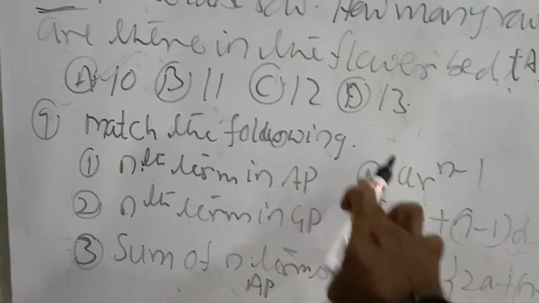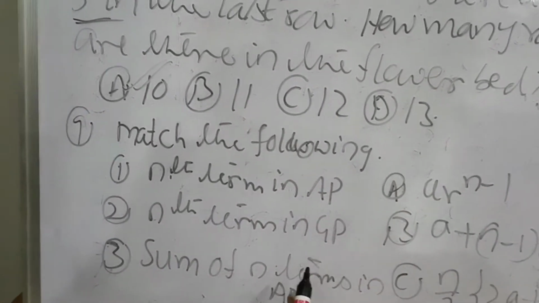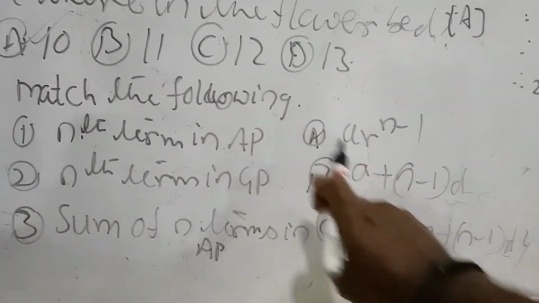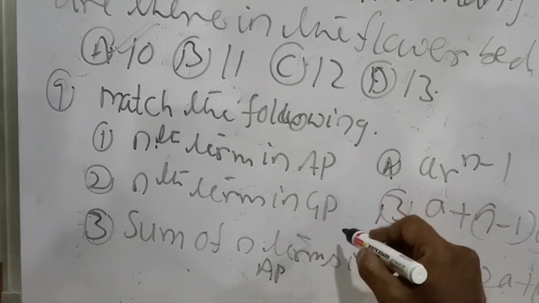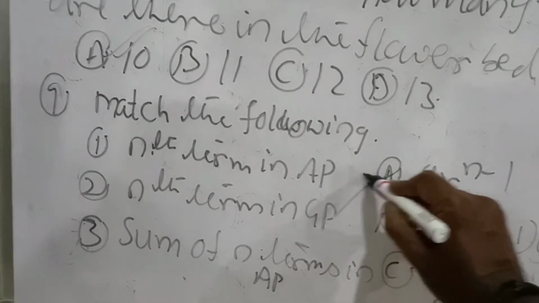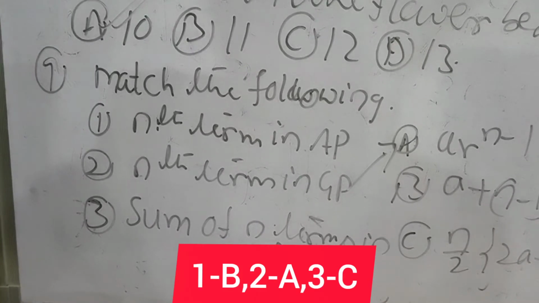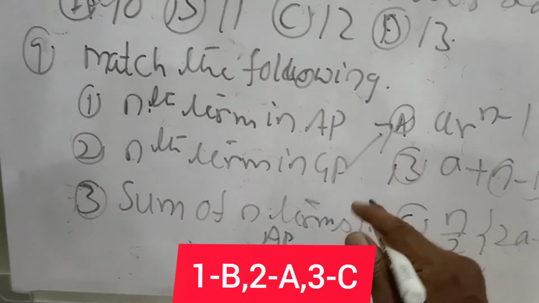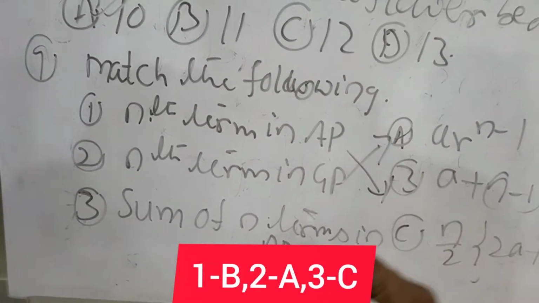Next question. Match the following. Nth term in AP, a plus (n minus 1) into d. Nth term in GP, a into r power n minus 1. Sum of n terms in AP, n by 2 into (2a plus (n minus 1) into d).